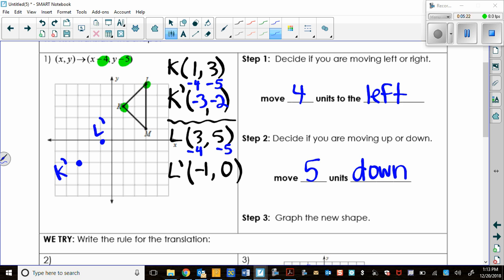Okay. Last one, we're going to be looking at M. So M's ordered pair is going to be -3, 1.